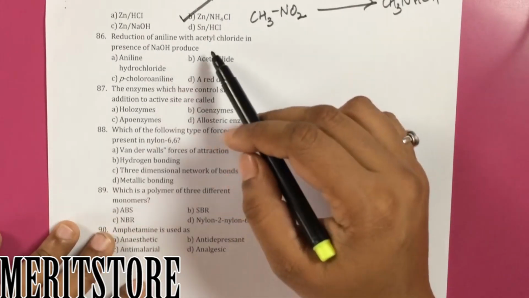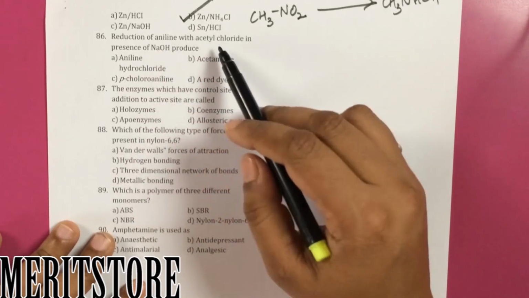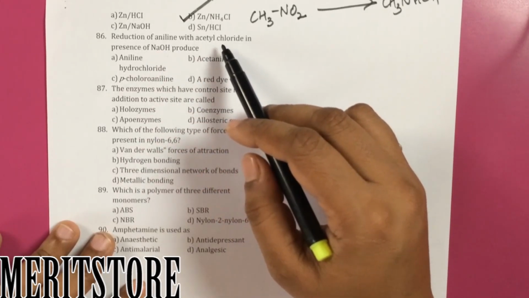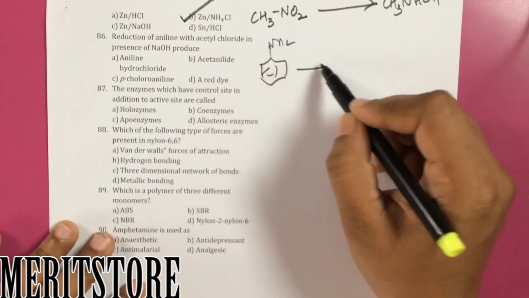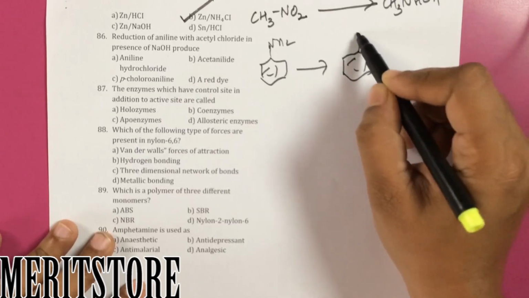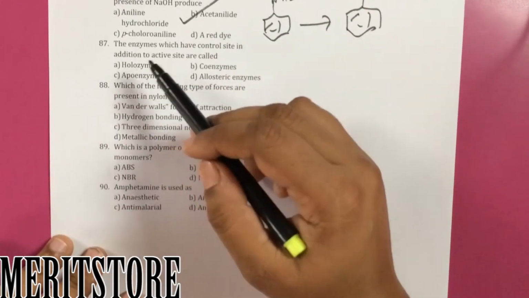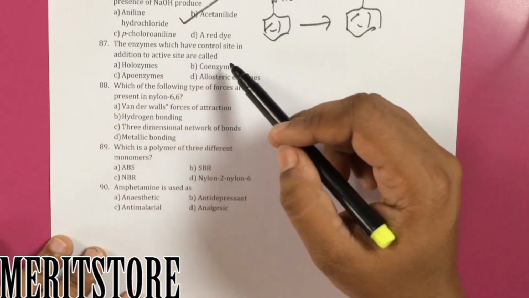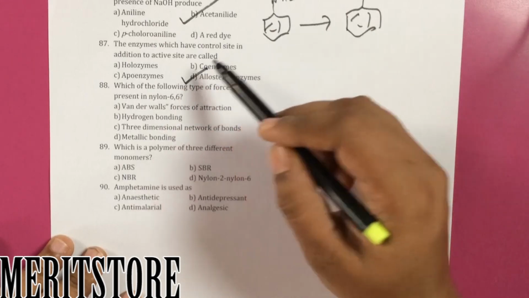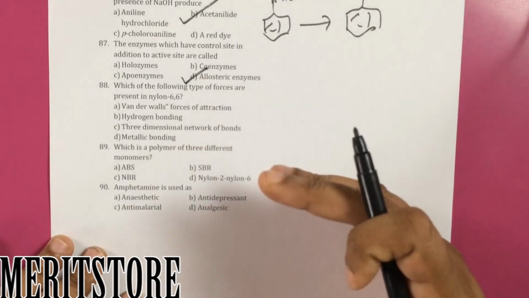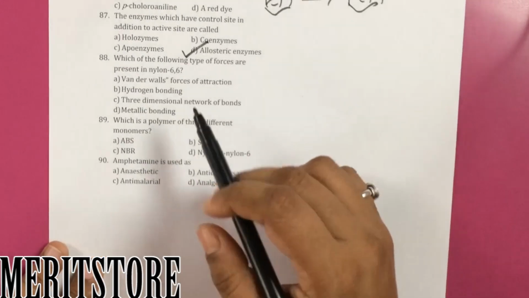Aniline reacting with acetyl chloride in presence of NaOH. When it is acetylated, it is going to form the acylated product. So this will be NHCOCH3, that is acetanilide. Question number 87. The enzyme which has the control site as well as the active site is called an allosteric enzyme, that is, having the actual reactive site along with one additional site for the reaction.